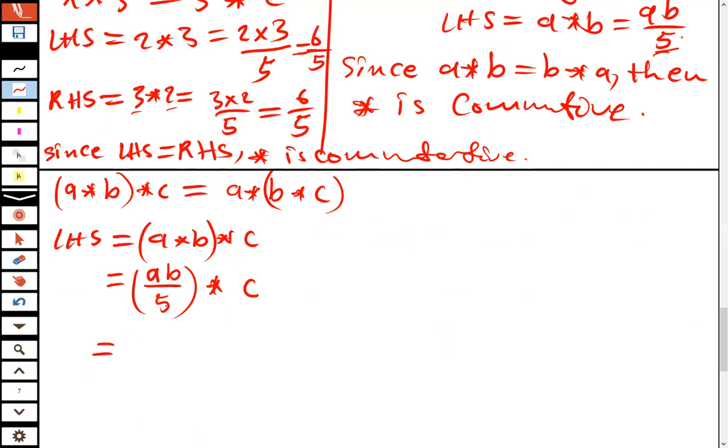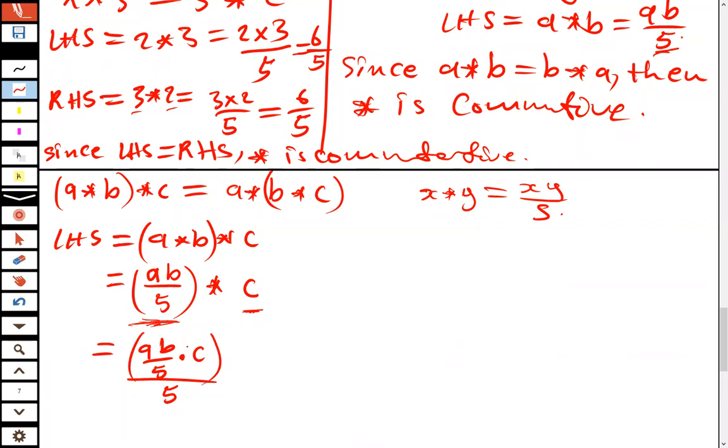So this first expression here becomes our x, the second expression becomes our y. So while there is x, we put this, while there is y, we're going to put that. In the expression that we had, which was x star y is equal to xy over 5, while there is x, we put ab over 5. Then we multiply everything by C, which is our y in this case, then we're dividing everything by 5 again.